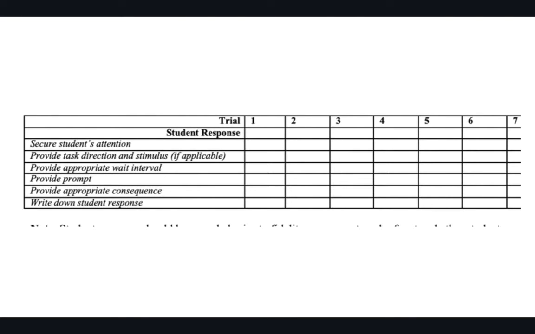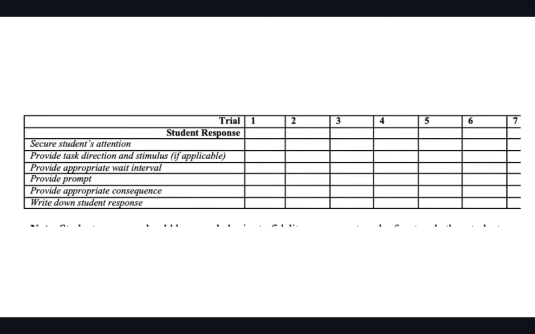So what you'll see here is that for every single trial, we are assessing whether the implementer got the student's attention, gave the correct task direction and presented the stimulus, provided the appropriate wait interval, gave the appropriate prompt, gave the right consequence, and then recorded the student's data. So for every single trial that's conducted, we record whether those happened or not.